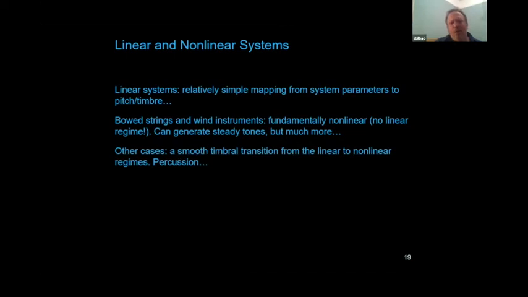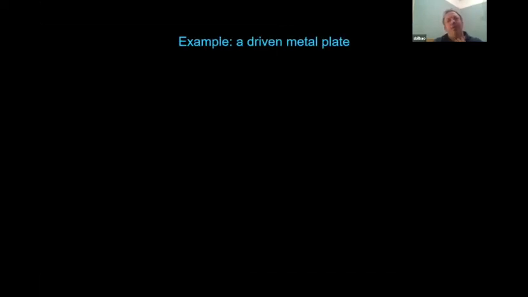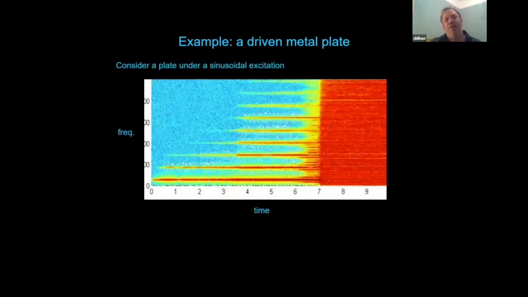A really great example, illustrating pretty much everything you'd ever want to know about nonlinearities in musical instruments, is the case of a driven metal plate. So imagine a flat, thin piece of metal. In this case, say, a piece of steel, about a millimeter thick, 1 meter by 2 meters in dimensions, and then driving it somewhere on its surface with a sinusoid at a given frequency, and then taking a readout from somewhere else on the plate.